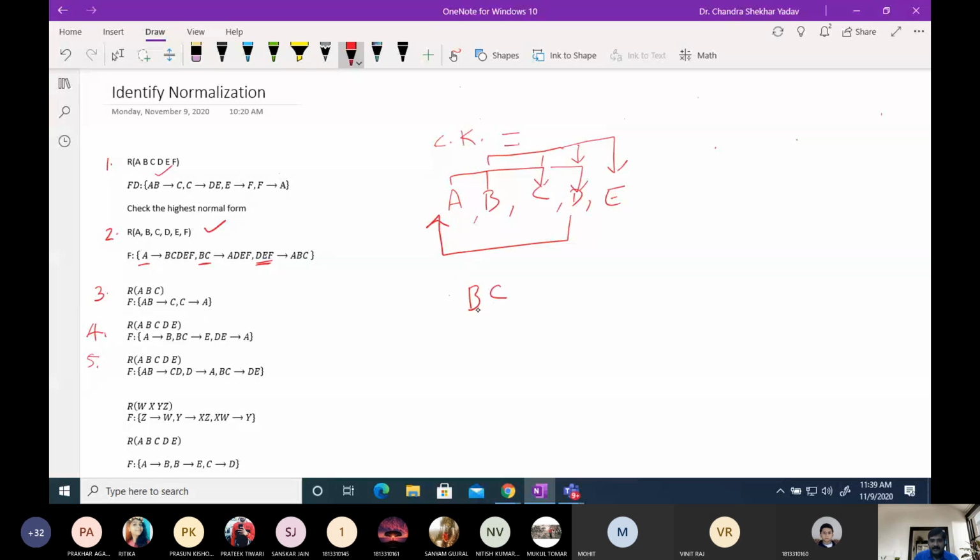So if we combine BC, D, then find out the closure of BCD. BCD, and then D determines A. So A, B, C, D, and then BC determines DE. So we will associate D also, and this is R. So BCD is a candidate key. Find out another candidate key.